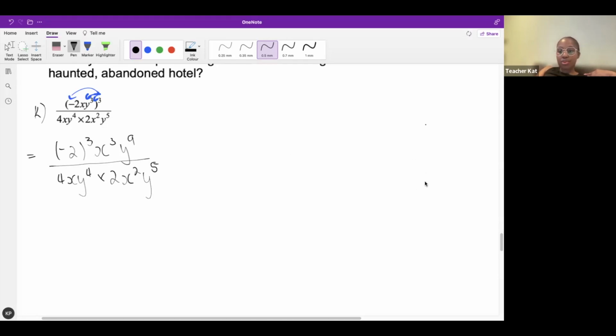I might have said this already, but I'm reiterating: you rewrite the rest of the question even if you're doing nothing with it. Avoid doing questions in bits and pieces. So what is negative 2 cubed? What's negative 2 times negative 2 times negative 2? It's negative 8, all over 4x y to the power of 4 times 2x squared y 5.